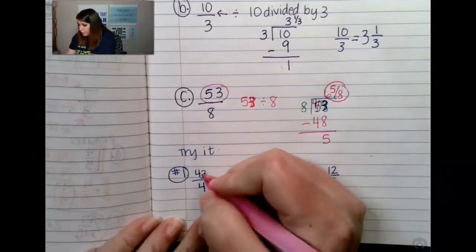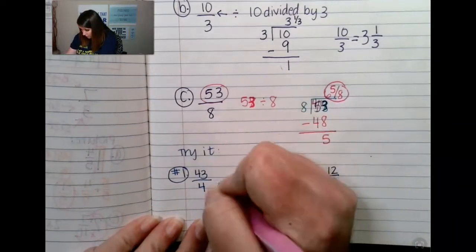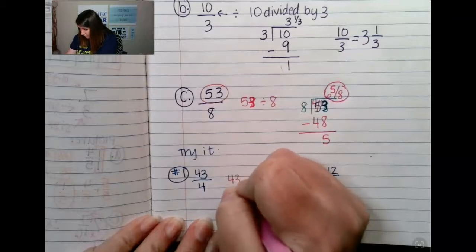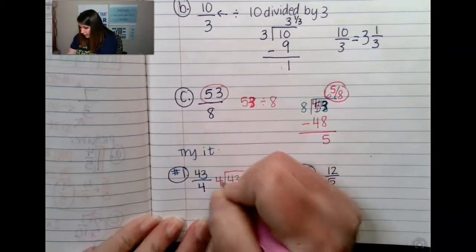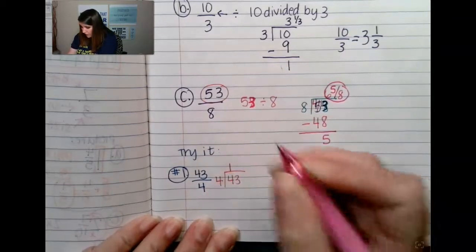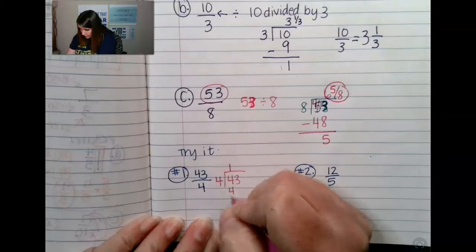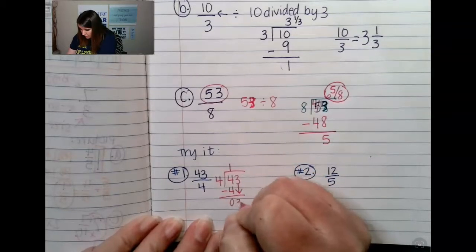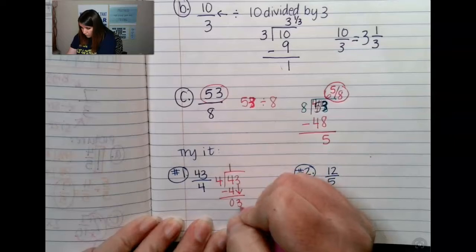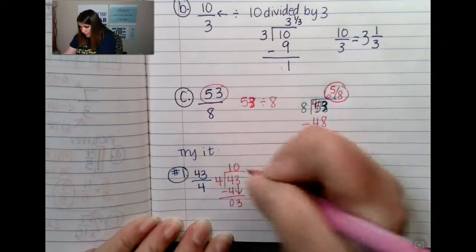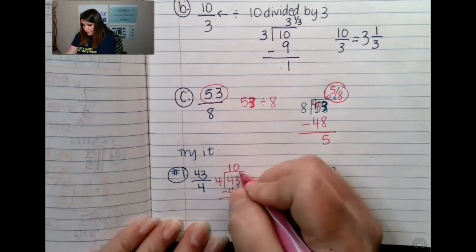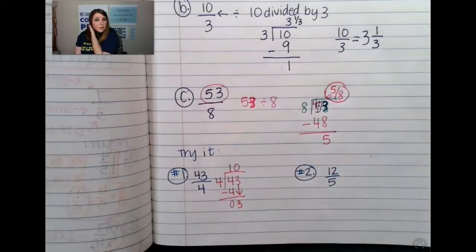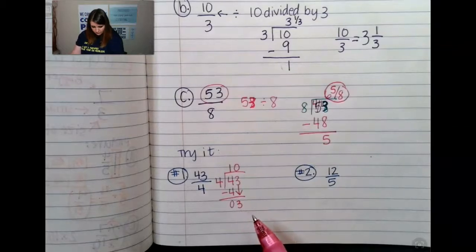All right, so 43 divided by 4. I know that 4 goes into 4 one time. Minus, that gives me 0. I drop down my 3. 4 does not go into 3. It goes in 0 times. So that gives me 10 wholes. So I have 10 wholes with 3 left over.